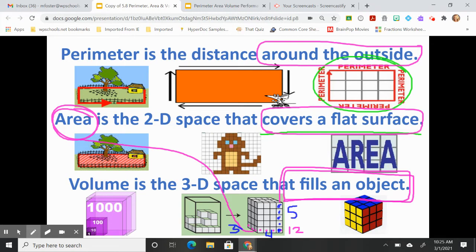So then if you take 3 times 4, that's 12. 12 times 5 is 60. This entire prism has 60 cubic units in it. Okay, and that's how you would figure that out. We can't see them all, but we can envision it in layers. But there is a formula for finding the volume of a prism.